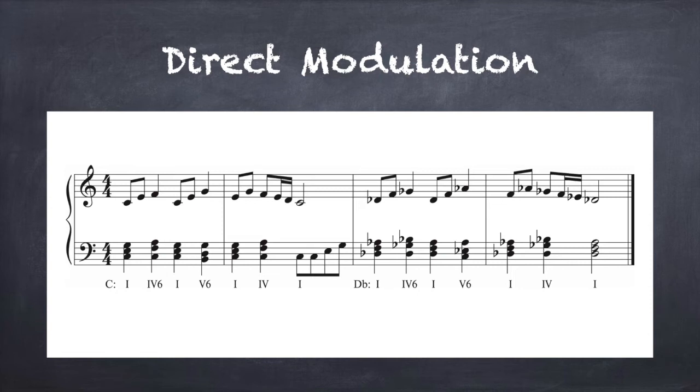Let's look at direct modulations. The common chord and common tone modulations give some preparation for the new key and smooth the transition by using musical elements from both keys. In direct modulations, there's no such warning or preparation for the key change, and they are not as smooth. In fact, abrupt would be a better way to describe them.